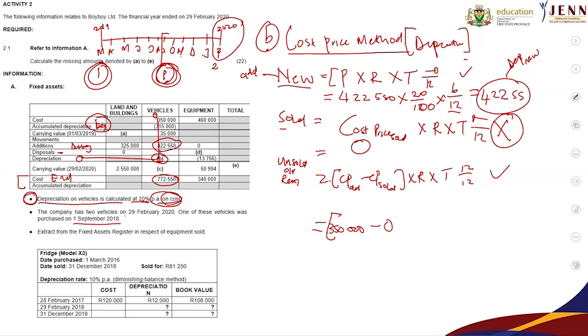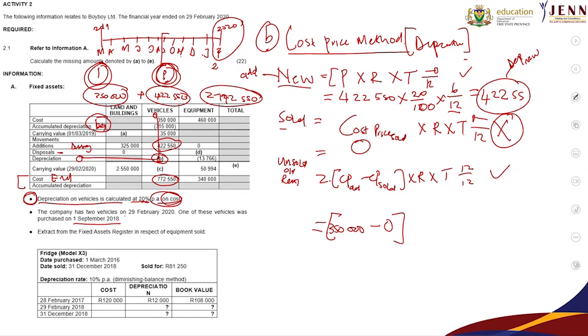Right? Before we purchased the second one, we had a cost price of 350,000, and then we purchased another one that was worth how much? That was worth 422,550. Hence, we have this one at the end, 772,550. These are the old ones. These are the new ones. So at the end, we have these ones.